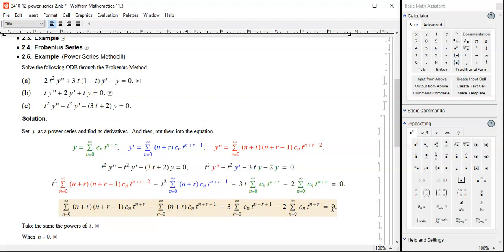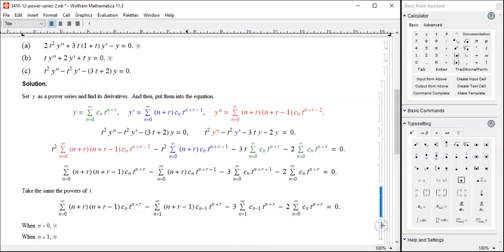Let's take the same powers, and I can make everything t to the n plus r power, or everything t to the n plus r plus 1 power. Either way, it's fine because it's 2 versus 2, so it's a push. What did I do here? I think I changed everything to n plus r power. Yeah, indeed I did. So I used index shifting from here to there.